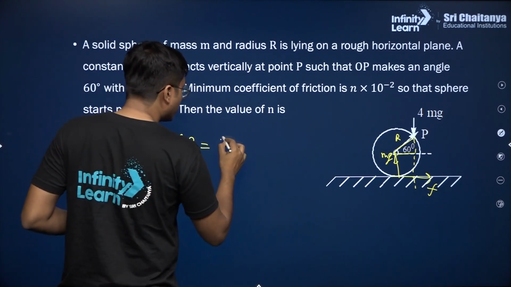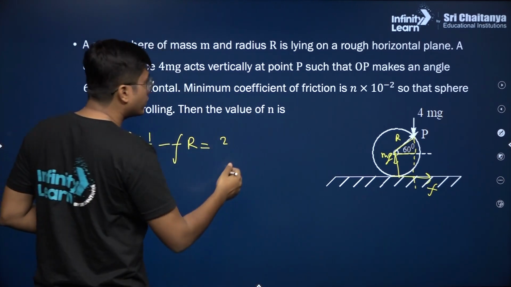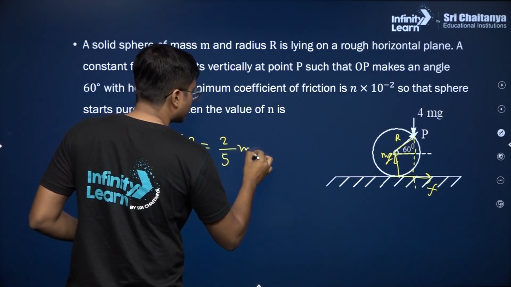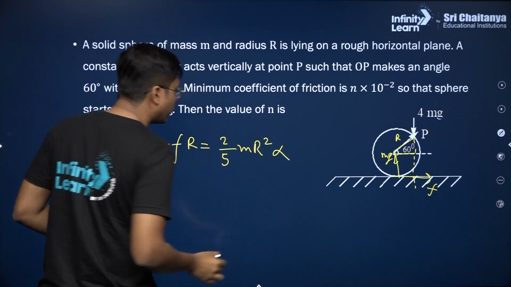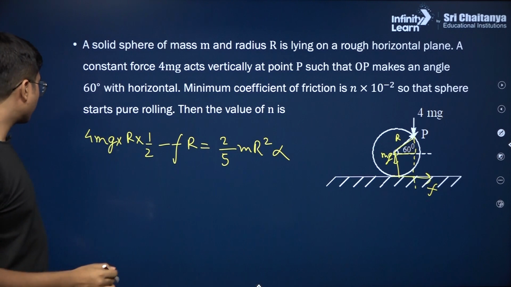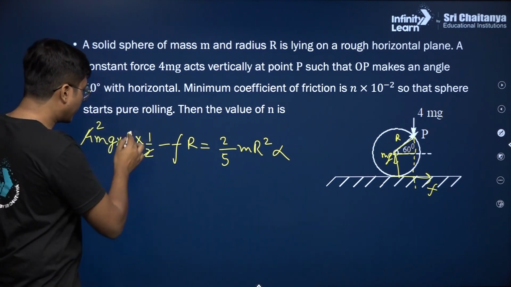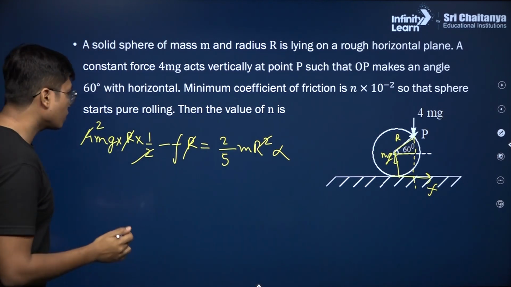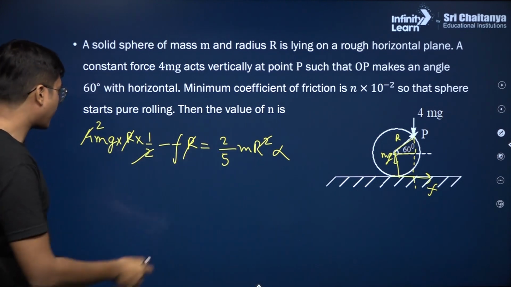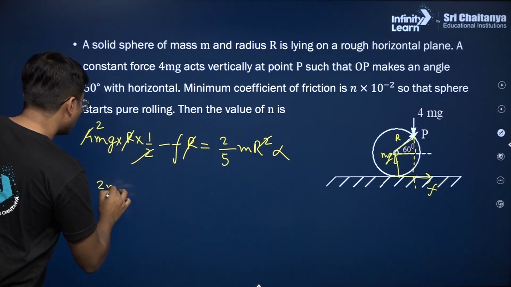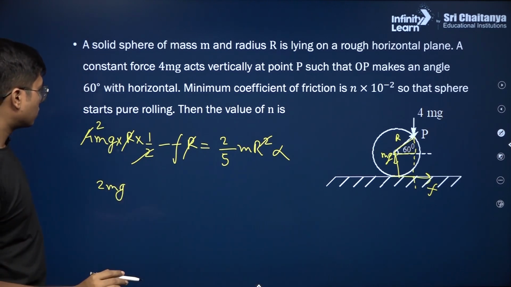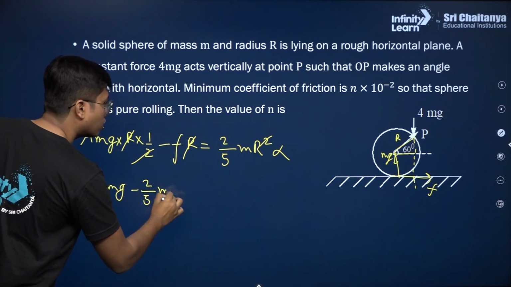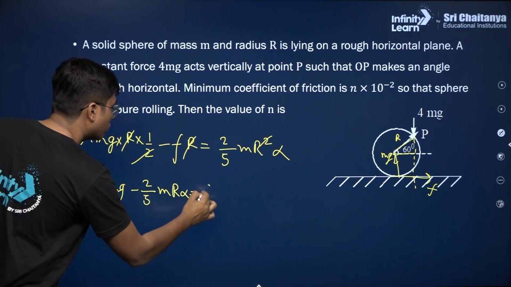The I we know, the moment of inertia of a sphere. It is said that it's a solid sphere, so it's 2 by 5 mr square into alpha. From here we can cancel out a few things. We can cancel out 1 r from each side. So our equation now becomes, we need to find f, so let's take f on the other side. It becomes 2 mg minus 2 by 5 mr alpha is equal to f.